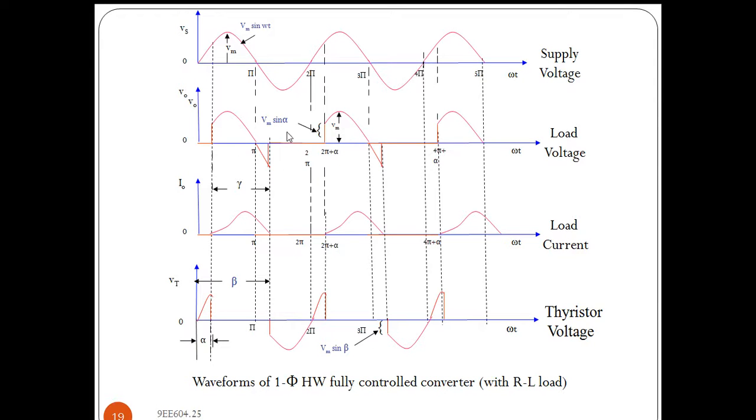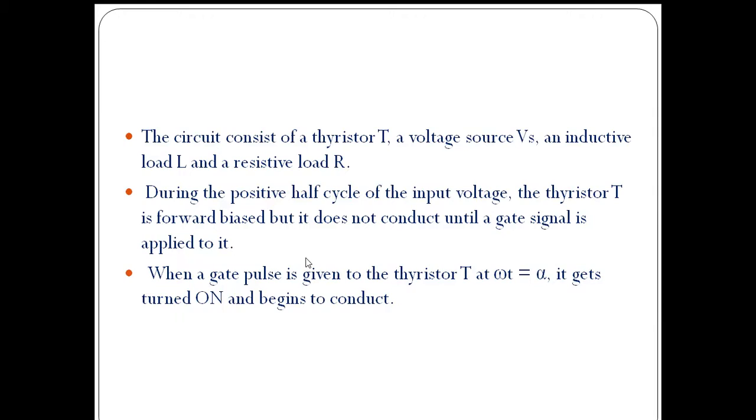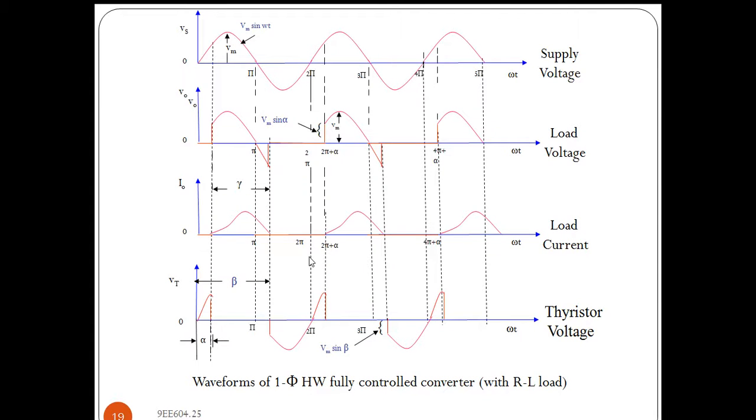These negative spikes are not desirable. That's why we use a diode across the load. The diode is called a freewheeling diode. To improve the voltage waveform and the power factor, we use a diode across the load. We are going to see the freewheeling diode in the next slides.